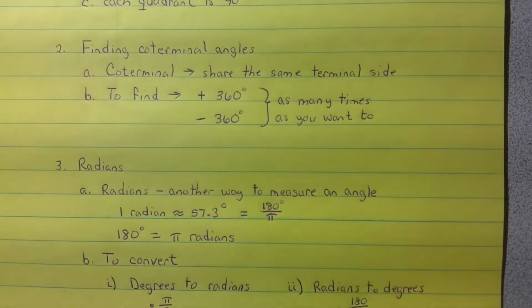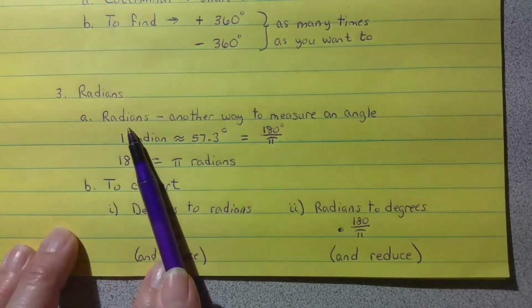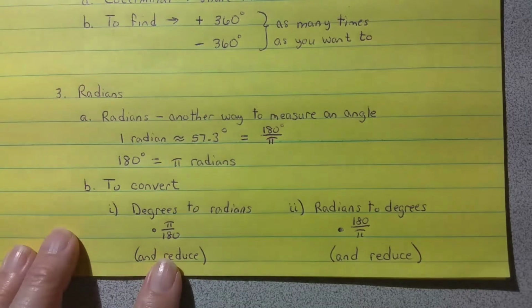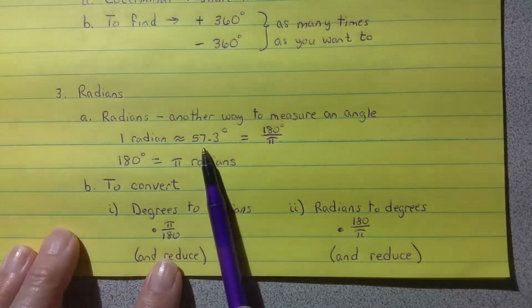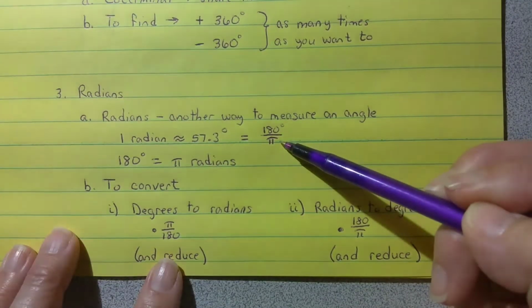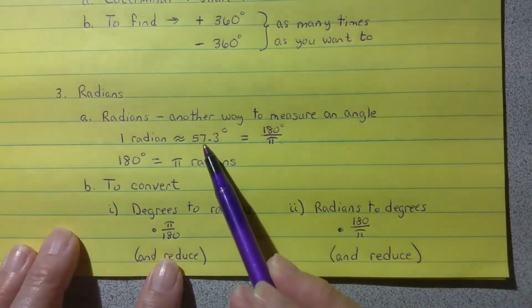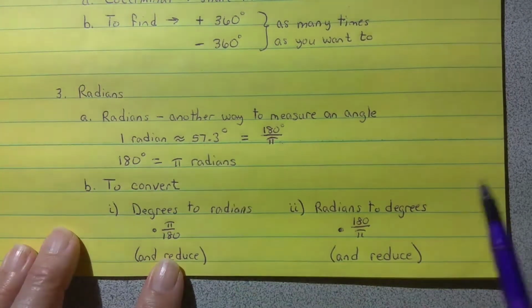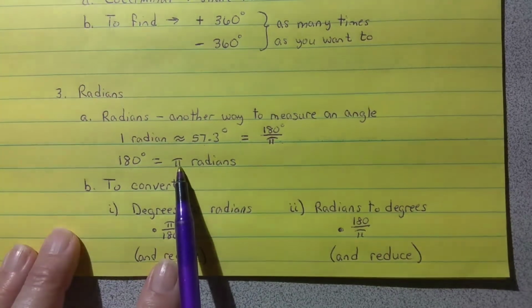And the last thing that we want to talk about are radians. Now, radians are going to sound strange, but they're just another way to measure an angle. You're used to degrees, so 1 radian is about 57.3 degrees. Another way to write that is 180 degrees divided by pi. Remember, pi is 3.14, so 180 divided by a little bit more than 3 is going to give you 57.3. 180 degrees is equal to exactly pi radians.